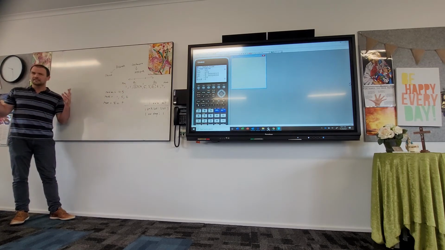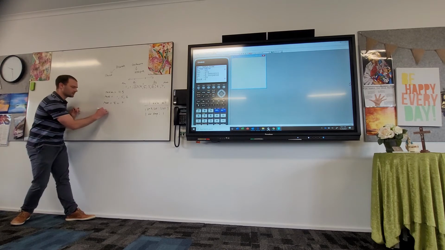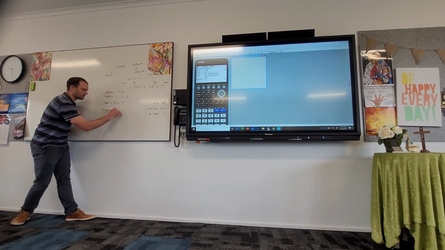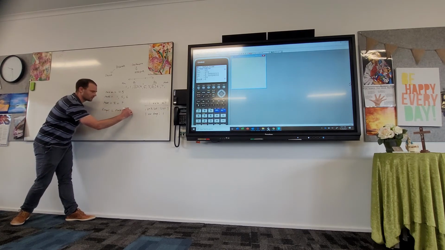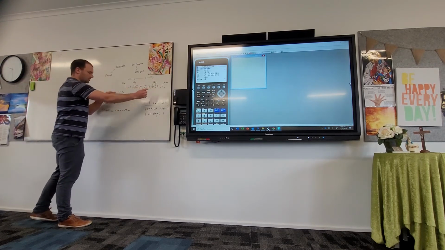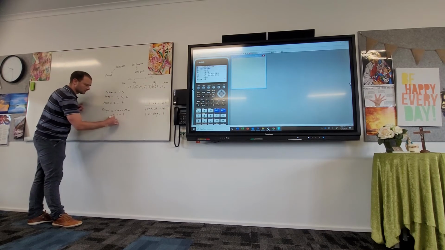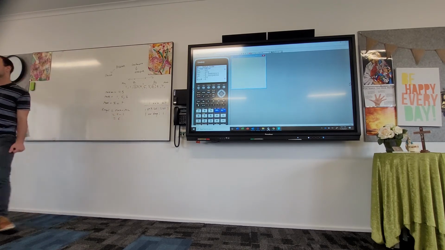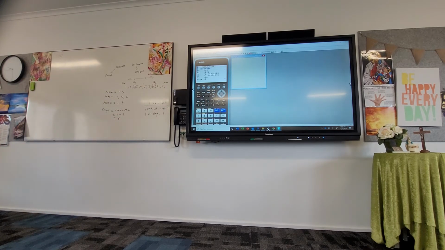Now the other thing it asked us for was the range. The range of the data set is equal to the max take the min. That's talking about the spread, how far does it go over? So that's going to be 7 take 1. So our range is 6. All of the data occurs over an interval of 6 units.